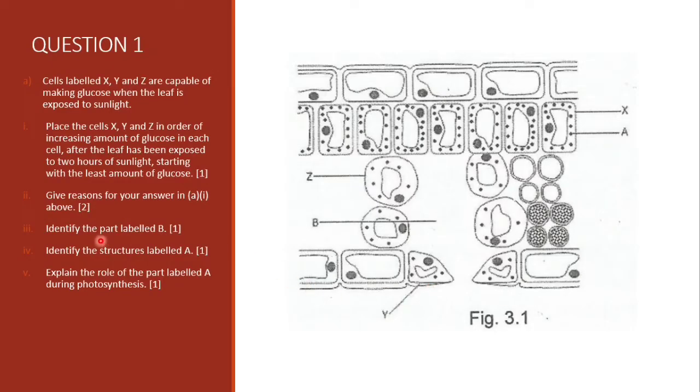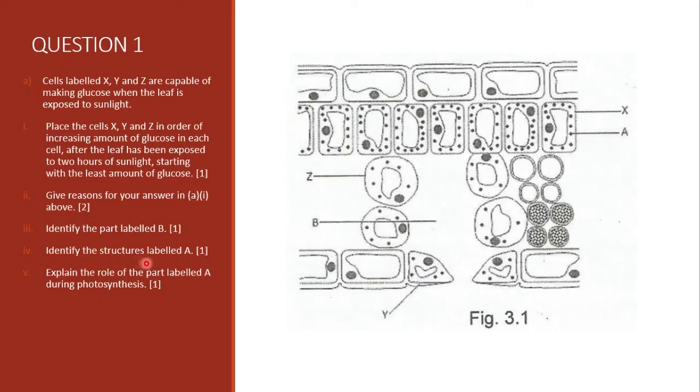All right. Identify the part labeled B. So this is the part here. So this is a space. Okay, this is a space inside a leaf, and this space is known as air space. Okay, this is the air space here. Simple, simple.